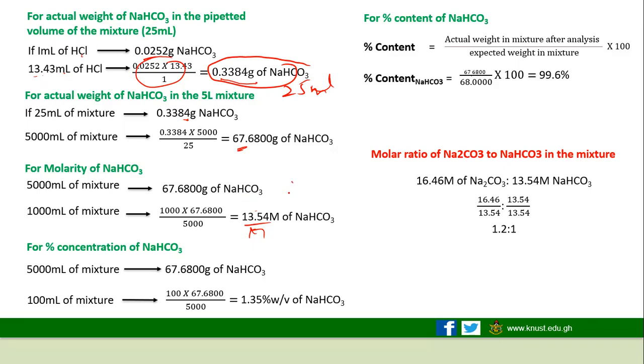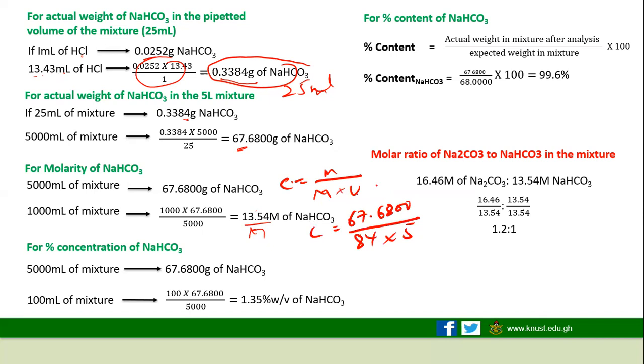If you don't want to confuse yourself, then you can just use the idea that the concentration is equal to the mass in grams over the molar mass in gram per mole times the volume in liters or dm cube. Liters is the same as dm cube. So the concentration will be equal to the mass. The mass is 67.6800 all over the molar mass. What's the molar mass? 84 times the volume. The volume is 5 liters, so 5.